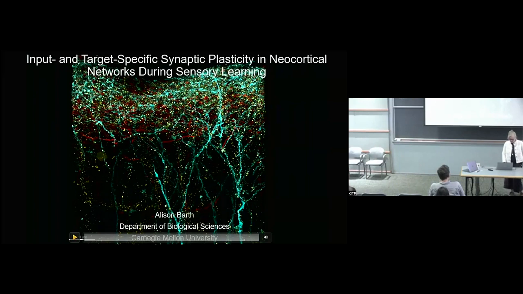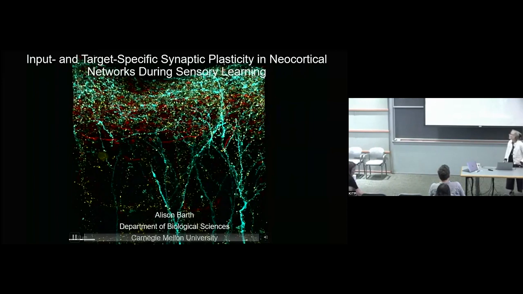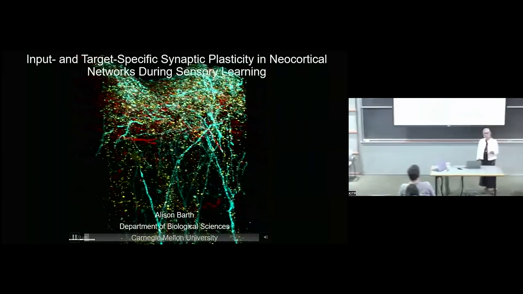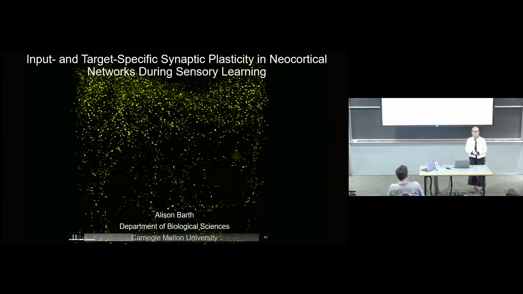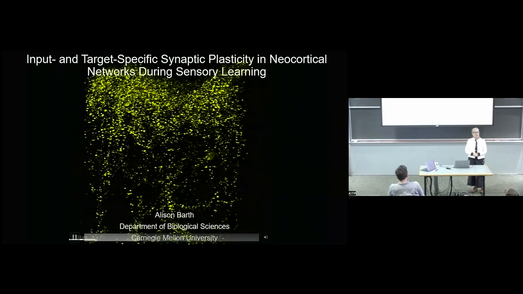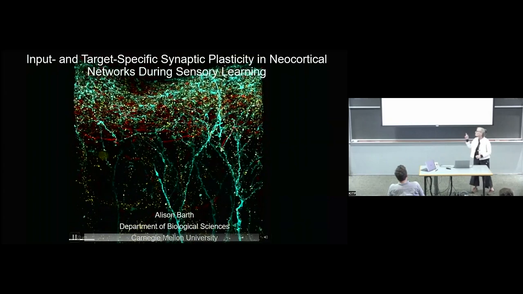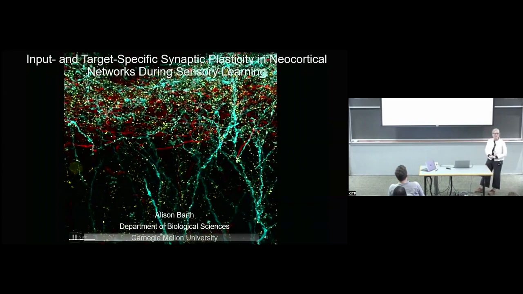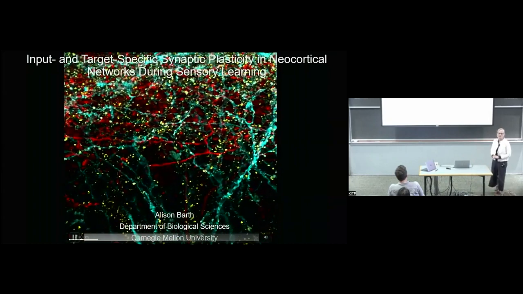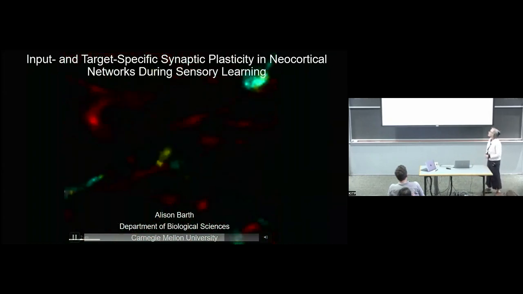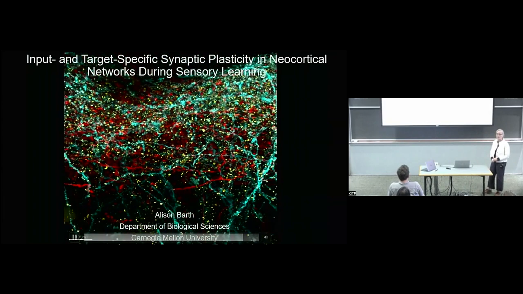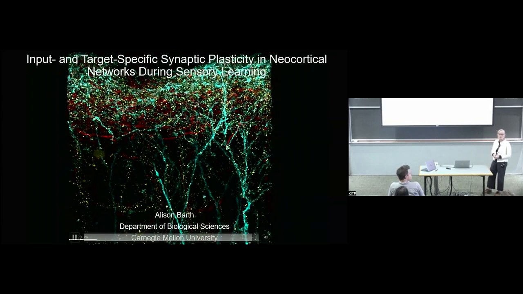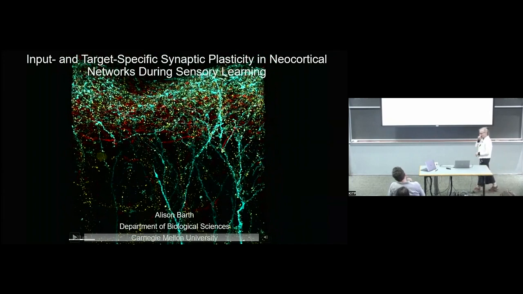I'm not sure what title you have in your program. We've been looking at different types of interneurons, but I think what encompasses many different aspects of our research program right now is input and target specific plasticity. What I'm showing you here is some microscopy that we've been doing to quantitatively examine changes in thalamic cortical synapses. We've been using some of Don Arnold's finger proteins to label PSD95 and align them to particular inputs to see how those inputs are being modified as animals are learning.